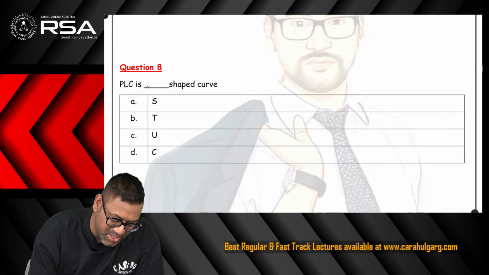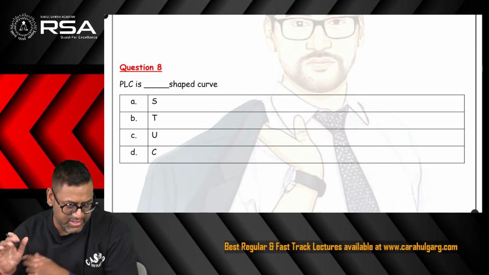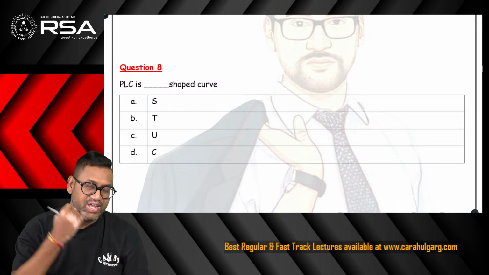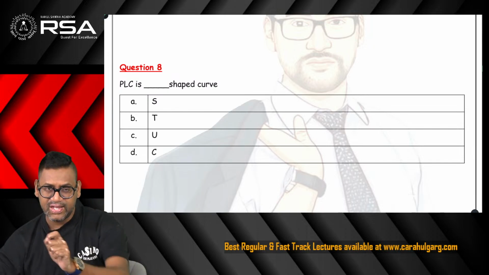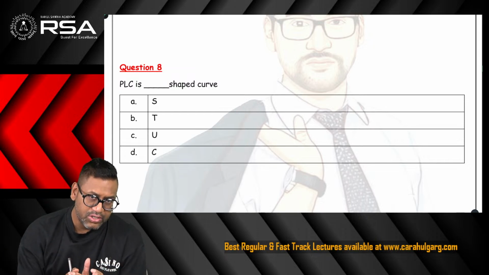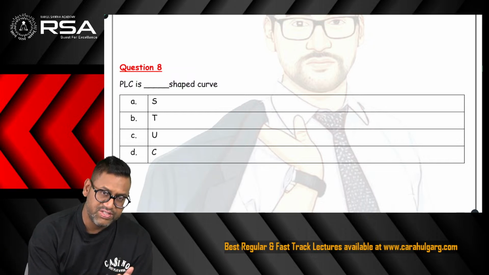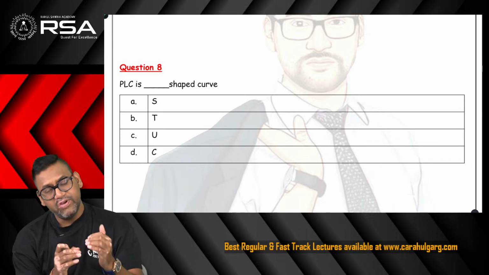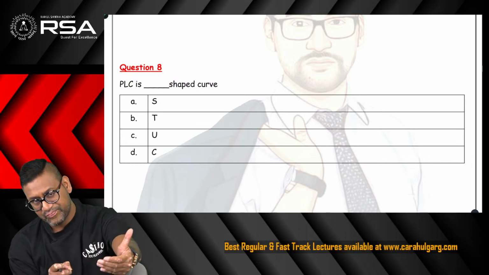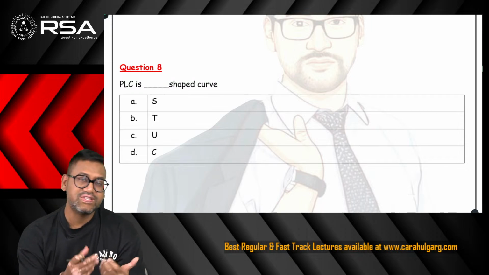PLC is dash shaped curve. Arey, dash shaped curve, leave it. First of all, tell me what is the full form of PLC. PLC, product life cycle. On a graph, this curve basically shows the pattern of the sales of the product with respect to the time.